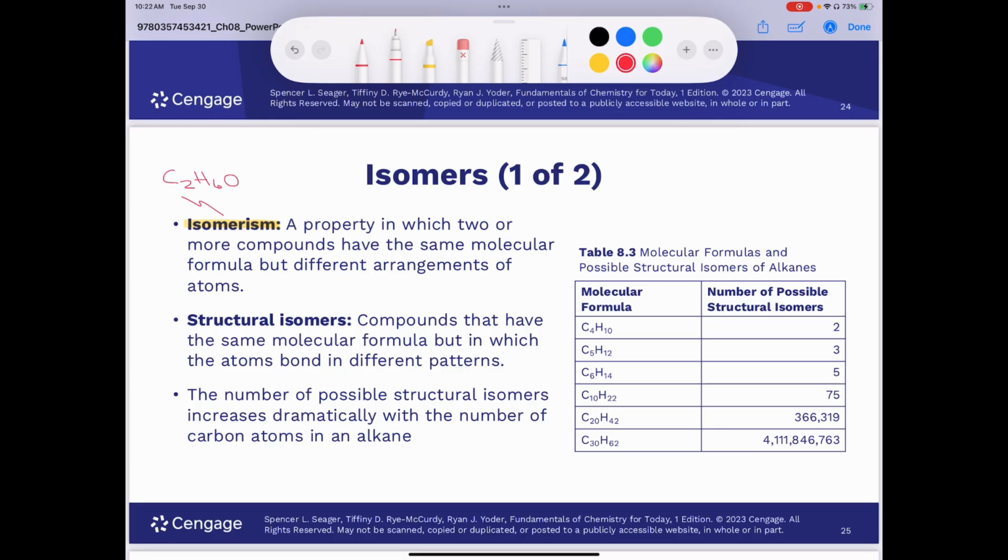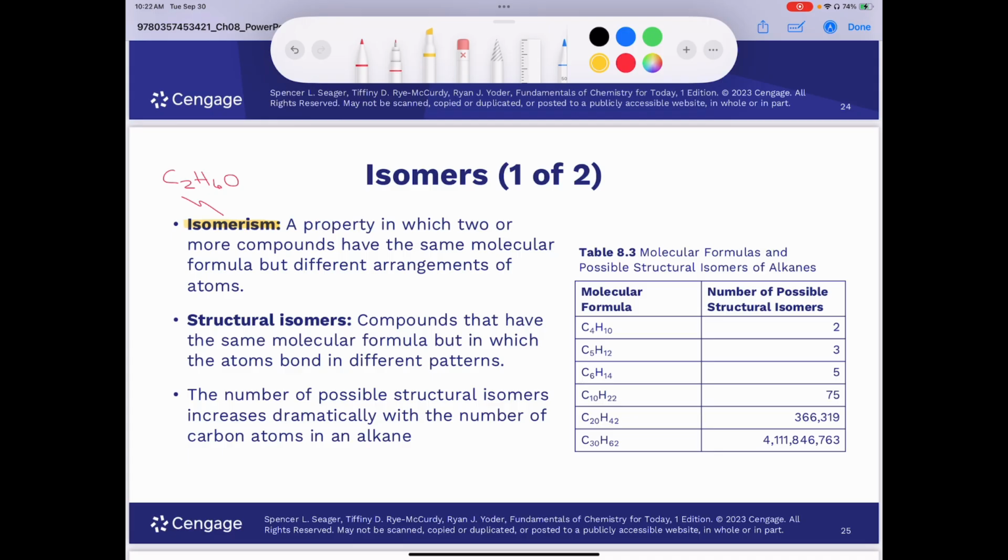C2H6O. I'm not going to answer this right now, but if we have this molecular formula, two carbons, six hydrogens, and one oxygen, it turns out there are two different ways that you can put these atoms together to build a molecule. Only two different ways. And when we have these two different compounds that are made up of the exact same atoms, but arranged differently, we call those isomers of each other.